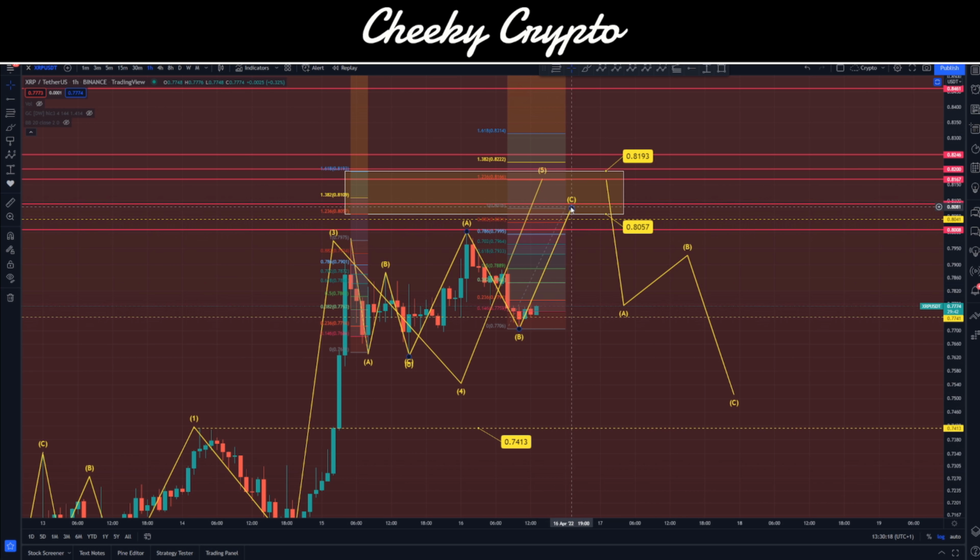Now, it's possible that we obviously overextend this. We go up higher, and so forth. The C wave typically is a 1-to-1 ratio with the A wave, but it doesn't mean it has to be exactly there. It can go higher, it can go lower, and all of that kind of stuff.